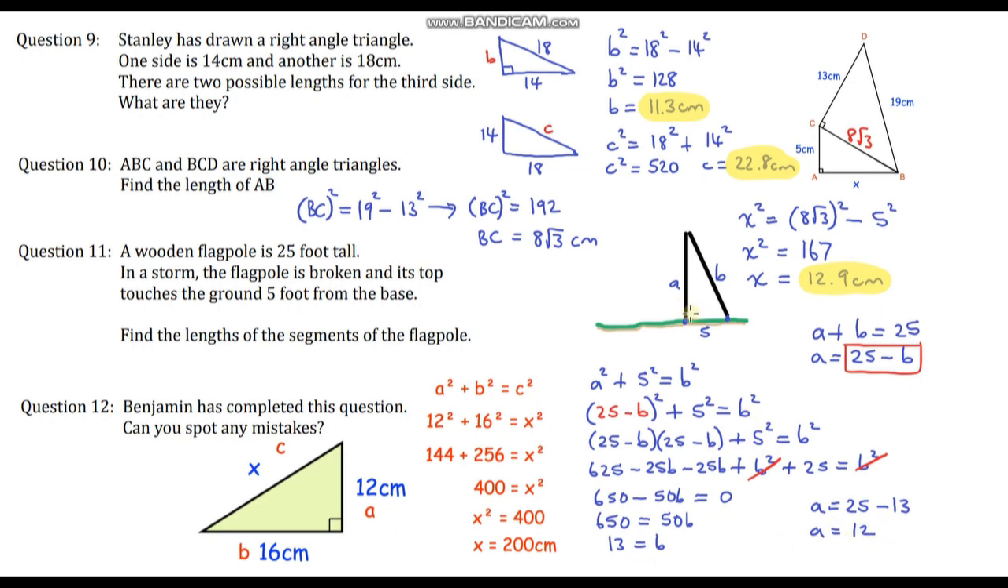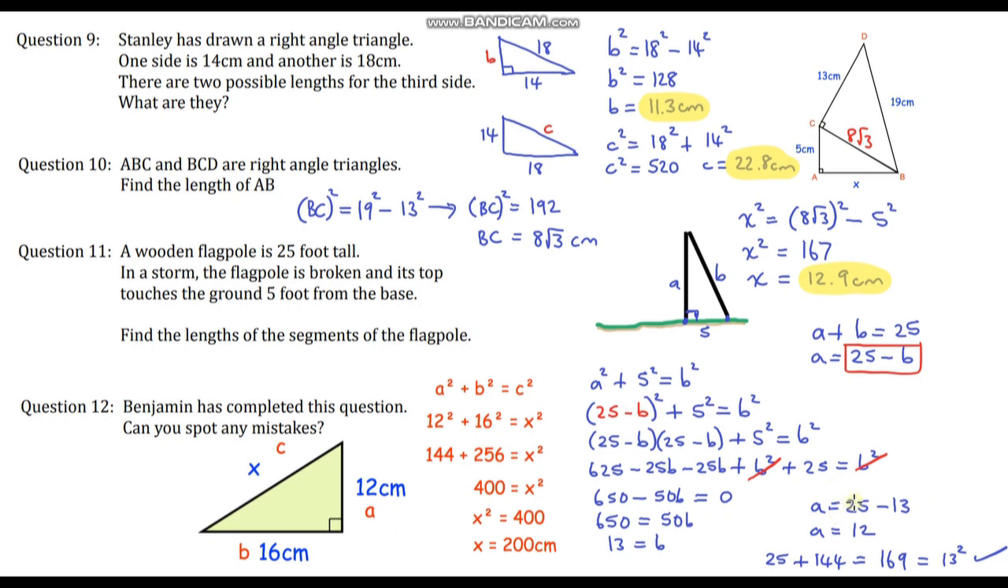Let's just check that that works. So we know that this is a right angle triangle. So if we were to do 5 squared plus 12 squared, that should give us 13 squared. What's 5 squared? Well, 5 squared is 25. Plus 12 squared. Well, 12 squared is 144. What does that give us? That gives us 169. And 169 is indeed 13 squared. So we know that we've got it correct.